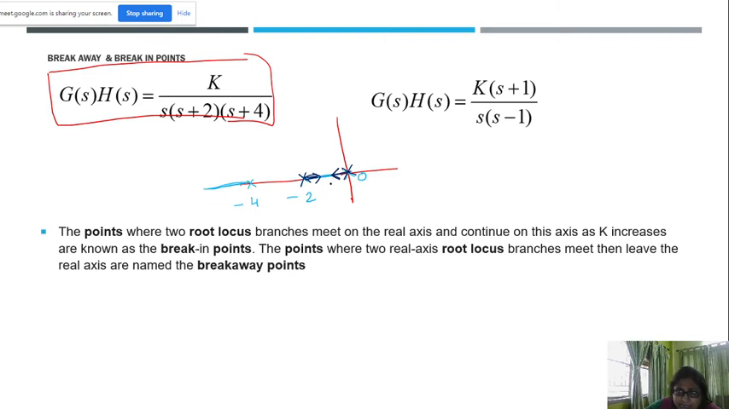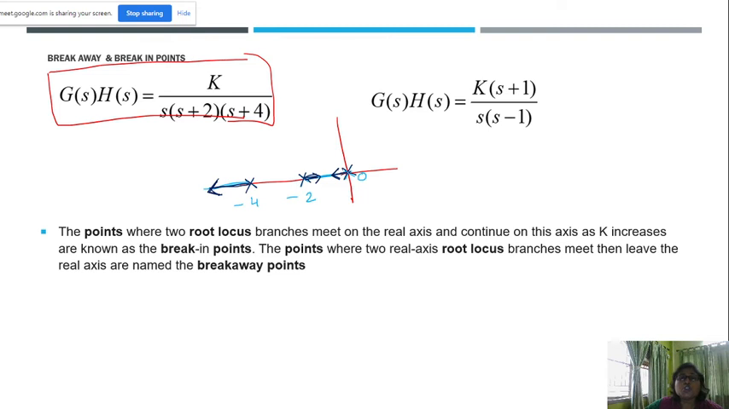Any query? Okay, I guess no. So here also the root locus will originate from this pole. How will it go? It will go towards the left-hand side, because the root locus branch exists on its left-hand side only. That's why the direction of the root locus will be like this.